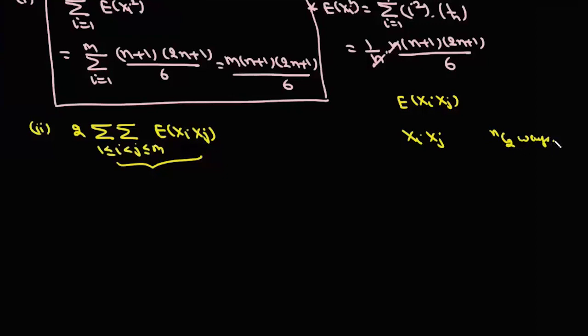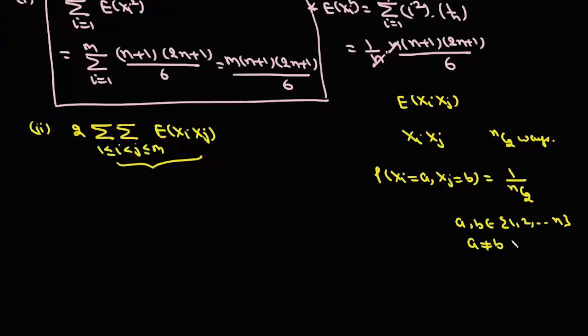So the total number of combinations which are possible for xi into xj is nC2, and since each product is equally likely to come, this required probability that xi equals some number a and xj equals some number b is equal to 1 upon nC2, where a and b belong to this set from 1 up to n, and the additional condition is that a is unequal to b.